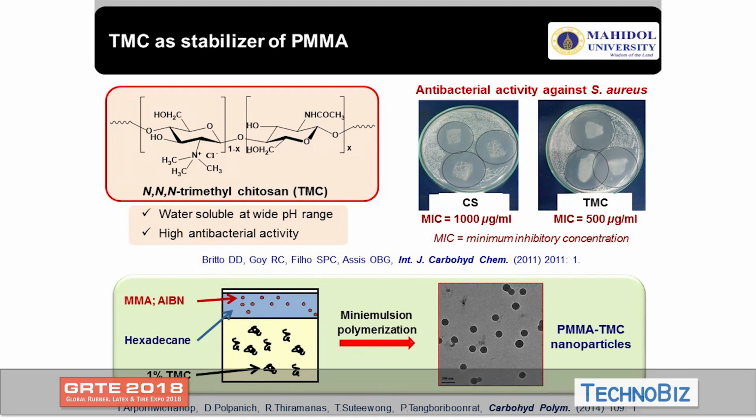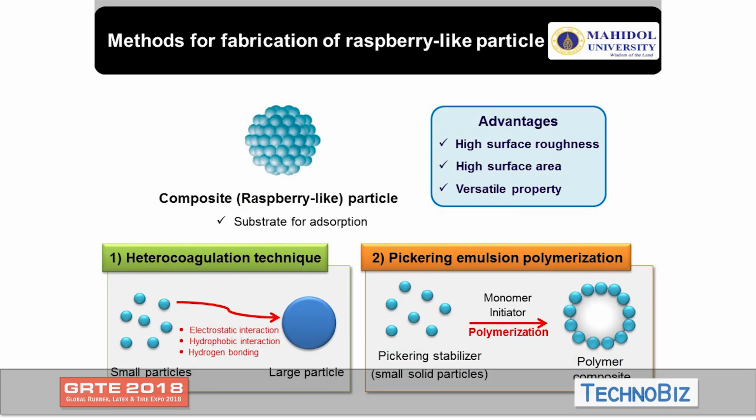However, the amount of TMC on the surface of PMA, as you can see from that TEM image, is still low. So, in order to increase the amount of TMC onto the surface of PMA particles, we need to fabricate raspberry-like particles and then use them as a substrate for absorption of the TMC. This morphology is interesting and important because it has a higher surface roughness and surface area.